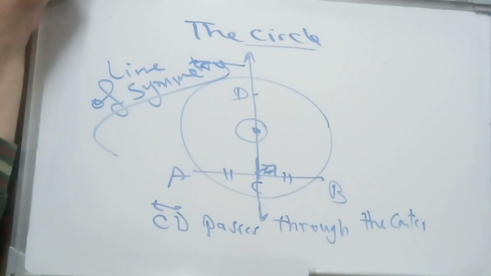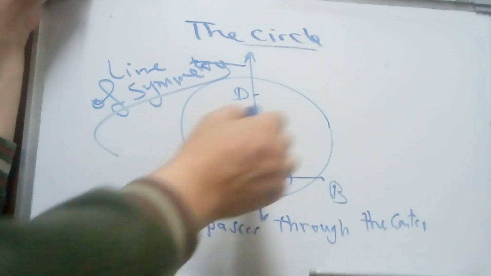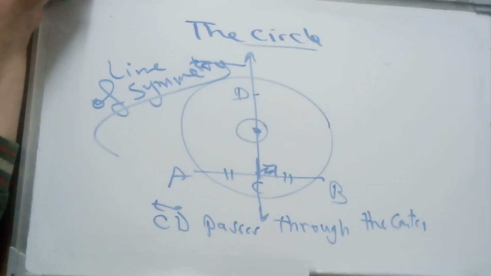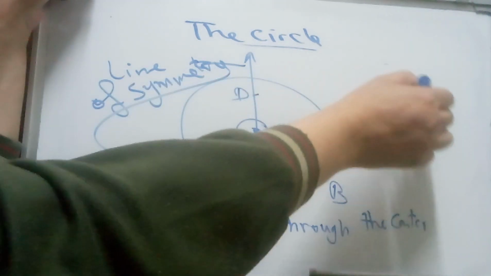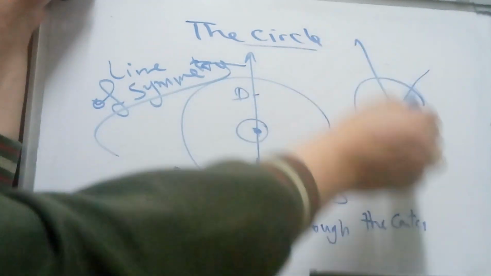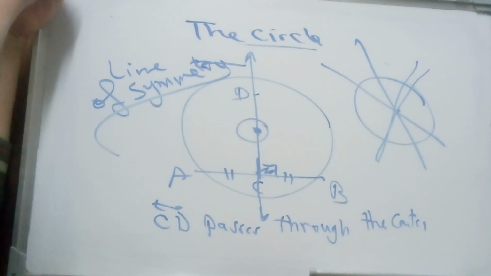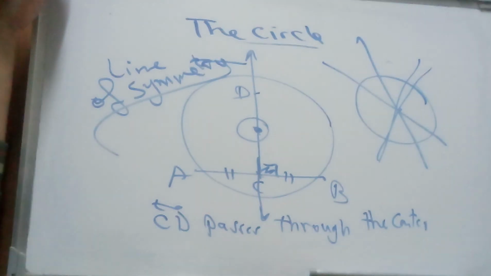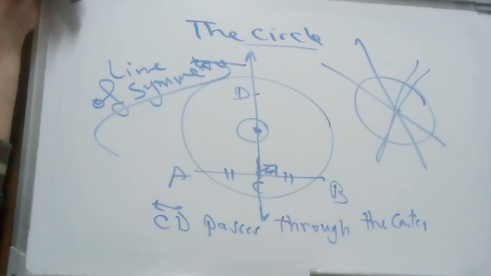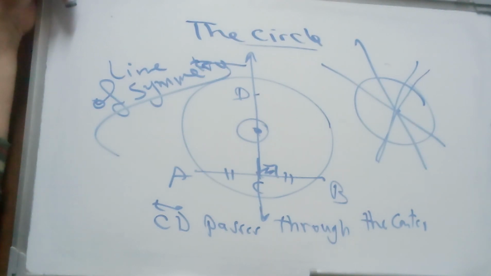Then how many lines of symmetry or axes of symmetry for the circle? We have infinite number of axes of symmetry for the circle, because you can draw any line passing through the center here. Then the number of axes of symmetry or lines of symmetry of the circle is what? Is infinite number of lines of symmetry.